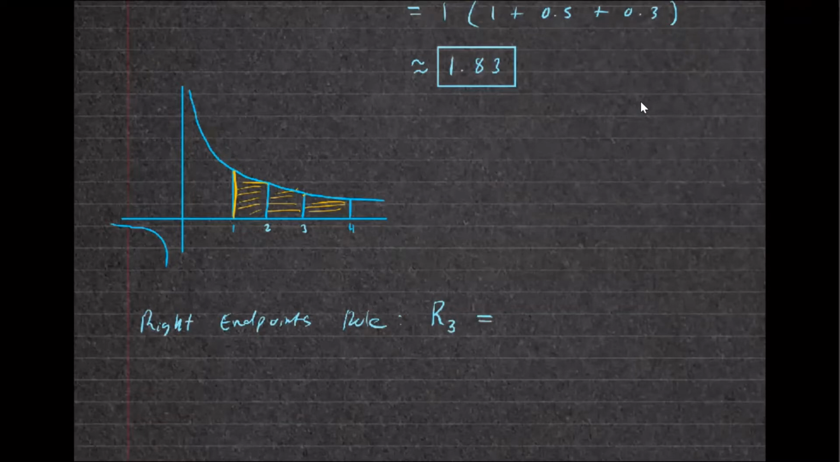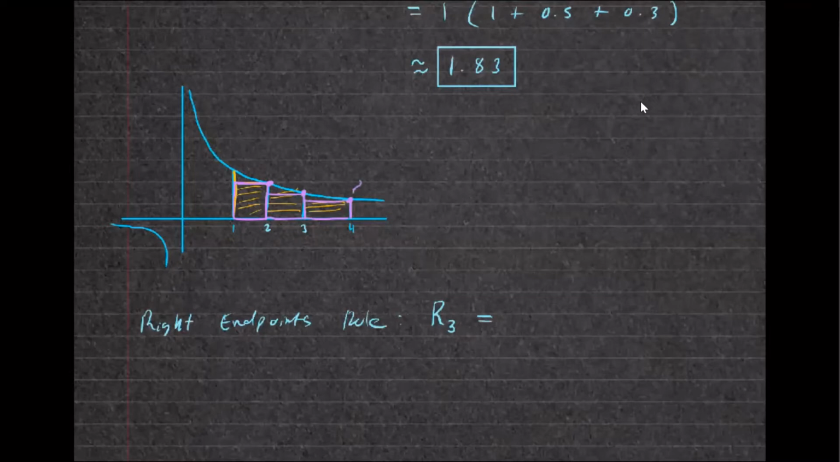So now, first you're going to draw the rectangle. So we're going to draw the rectangle right here. Now the height is going to be determined by the right endpoint. So it's going to be this one right here for the first one. And for the second one, it's going to be determined by this point. That's the rectangle. And the last one, it's going to be this point.